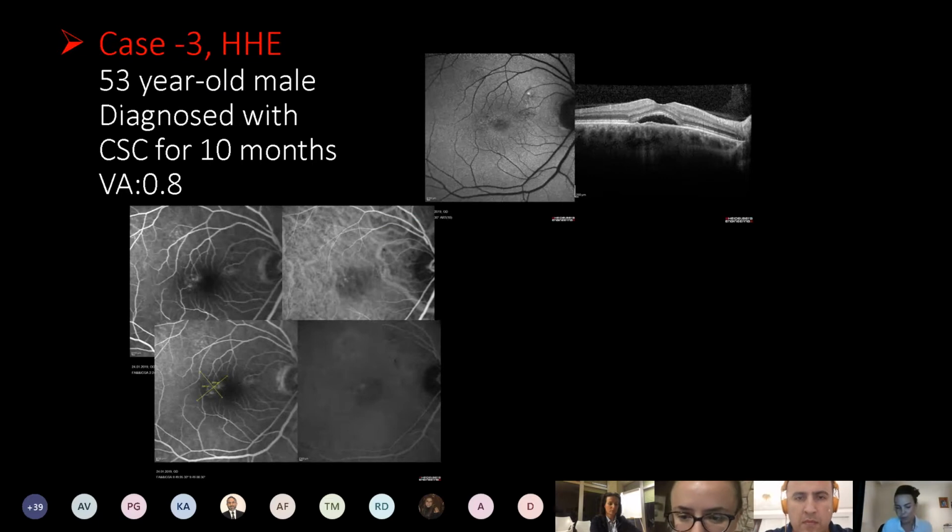A 53-year-old male diagnosed with central serous for 10 months, visual acuity 0.8. He came to our hospital seeking treatment, and he already knew about PDT treatment for this disease. These are all the pictures I have at the beginning. There is subretinal fluid, very shallow, and a very shallow flat irregular pigment epithelial detachment over the pachychoroid vessels, and in fundus autofluorescence, in the center, slightly increased hyperfluorescence due to chronic fluid in the subretinal space.